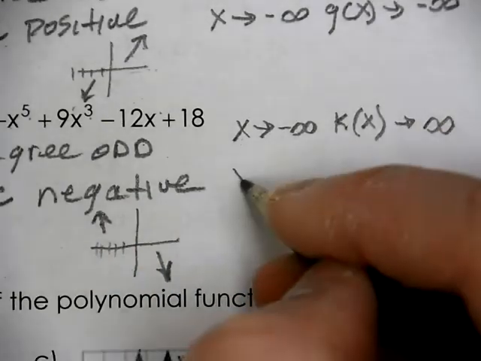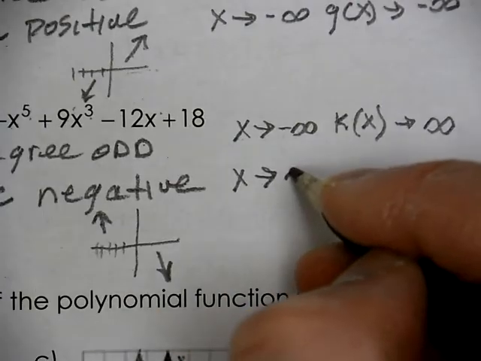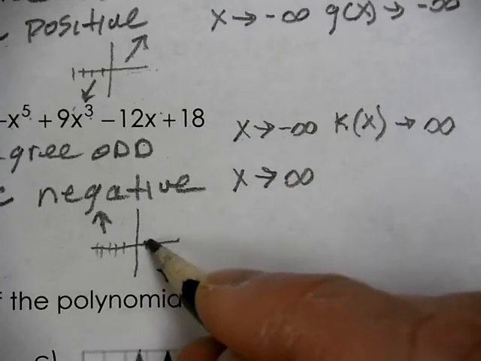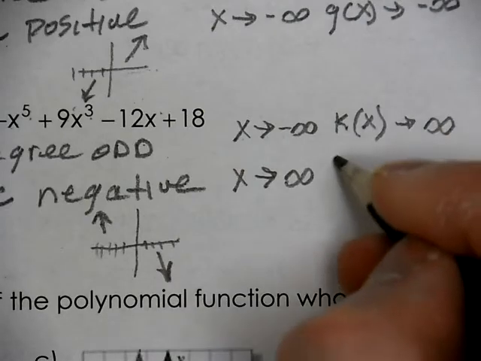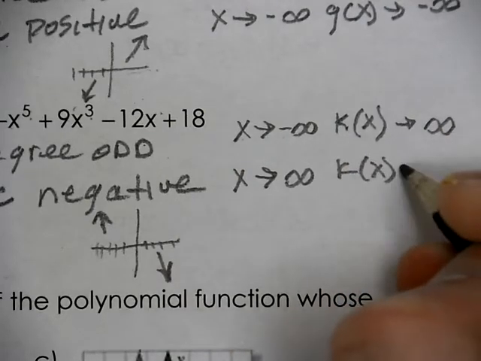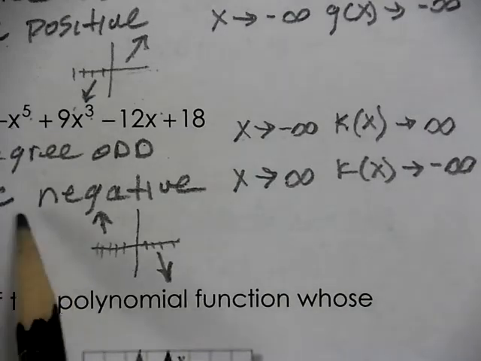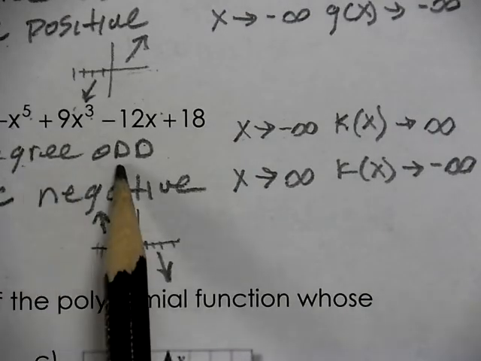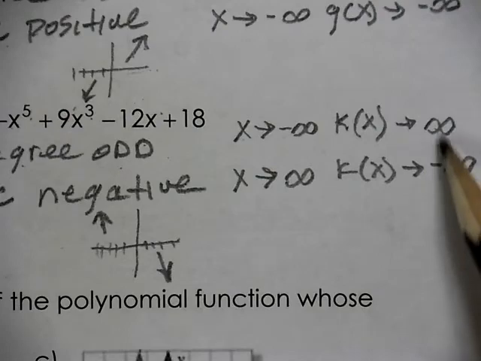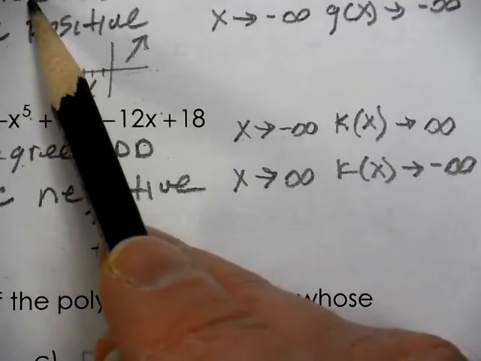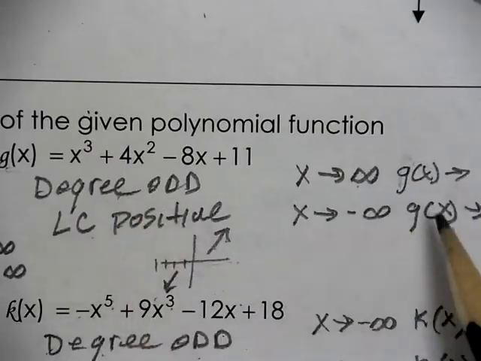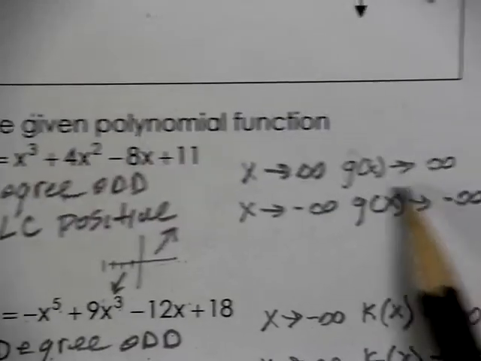Positive infinity. And as x approaches positive infinity, as we move to the right, the graph is starting to fall to negative infinity. When your degree is odd, they will be going in opposite directions.